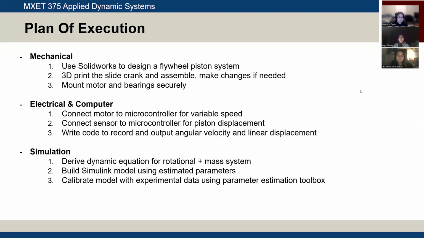And then onto the plan of execution. So first up, we have the mechanical part. The tasks are to use SolidWorks or some sort of CAD to design the flywheel system. And then from that design, we will be 3D printing it so that we are able to prototype it, create our final flywheel piston to actually be able to test it. And then we'll gather data from it using sensors and the model that we had designed, 3D printed, and assembled to then eventually compare with our simulated data.